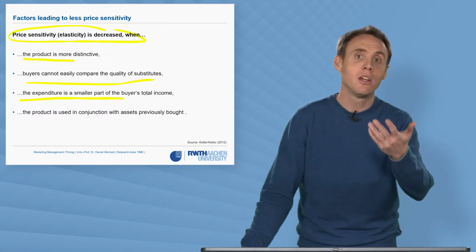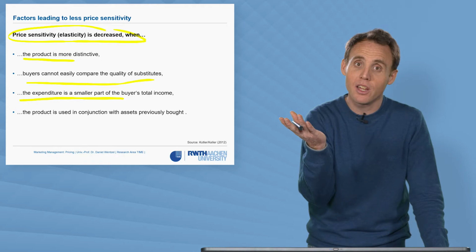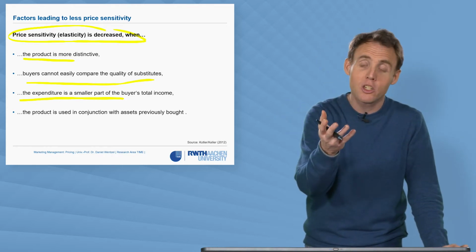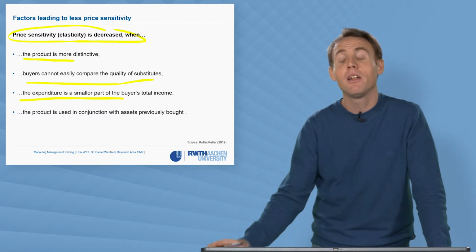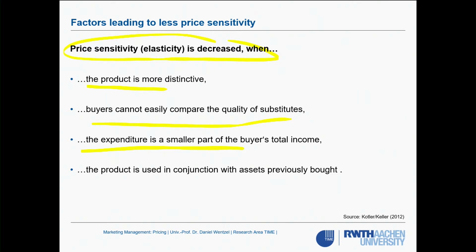As compared to a smartphone or a tablet, where people will know the prices, and it is a big part of your monthly budget or your budget in general, and then people will be more sensitive to increases in price. Now, also the last point, price sensitivity is decreased when the product is used in conjunction with other assets that you have previously bought.